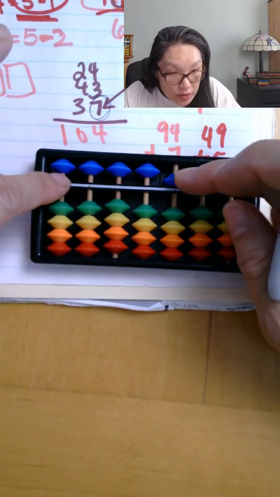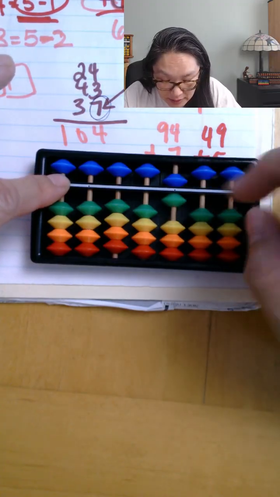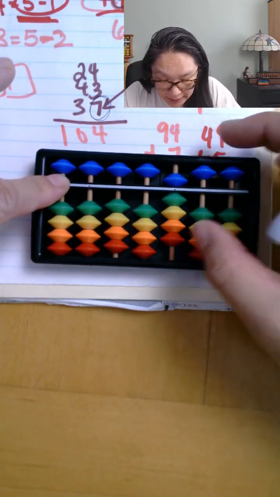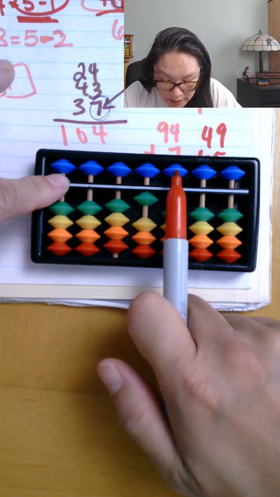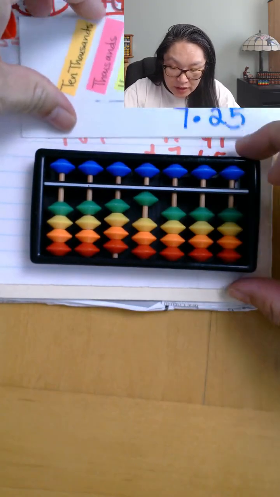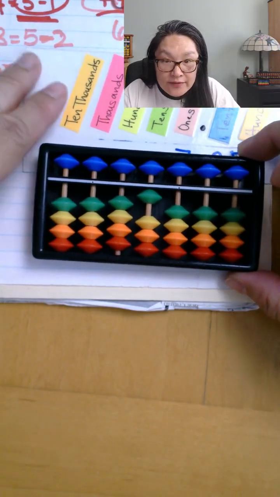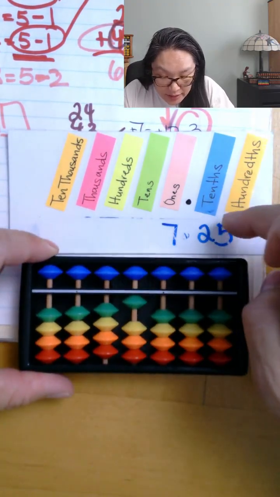Anytime the beads are touching the horizontal bar, this is 5. After 5, we have 6, 7, 8, 9, and after 9, this is 10. So we have 0 and 1. Because we have that, we understand we have columns. These columns are place values. So this is 10.